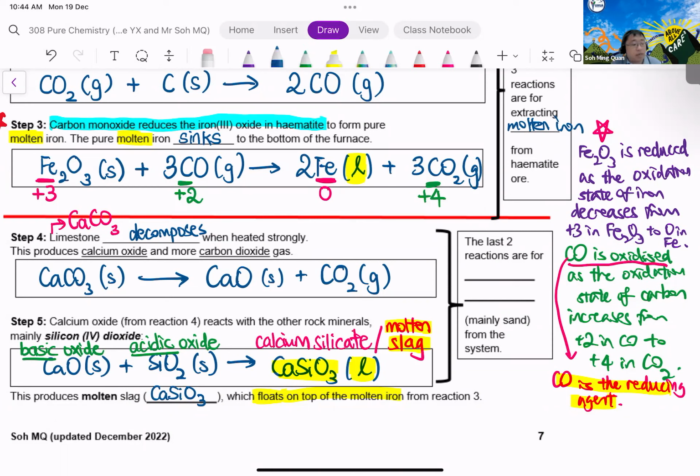So this is the reason why we have separated out the 5 steps into 2 groups, right? Steps 1 to 3, redox. Step 4 and 5, not redox. So the last 2 steps, the last 2 reactions are for removing acidic impurities. What is the acidic impurity? The acidic impurity is silicon dioxide or sand. All right. So we basically remove the acidic impurity of silicon dioxide from the system using step 5.